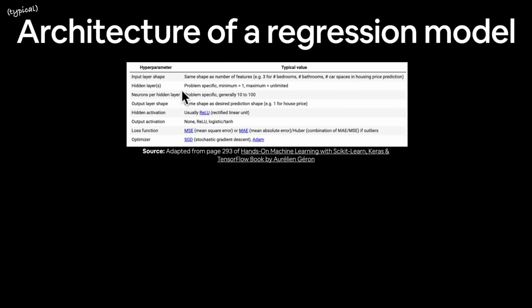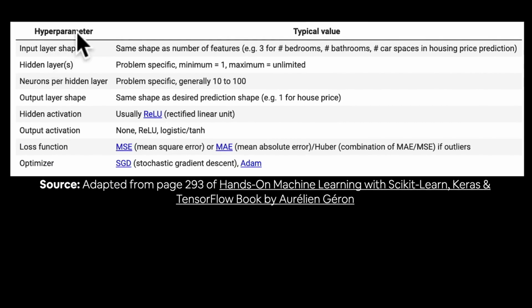We're getting hands-on here. Now, in terms of the typical value for each of these, the input layer shape, we've covered this a little bit before. So if we were trying to predict the sale prices of different houses, we might have an input layer shape the same as the number of input features that we have. E.g. it would be 3 for number of bedrooms, bathrooms, and car spaces in housing price prediction.